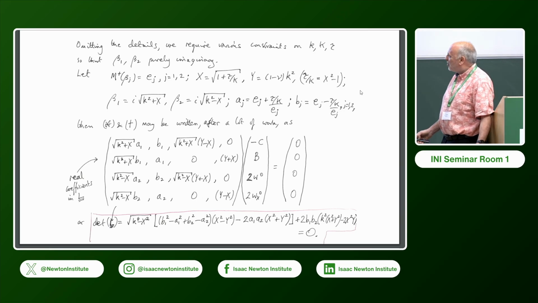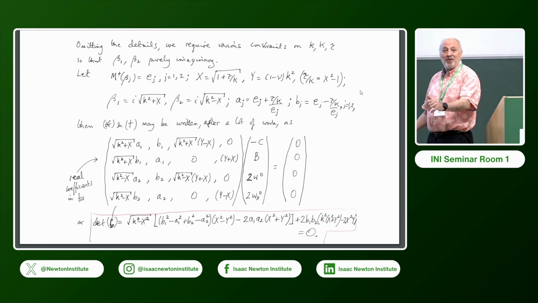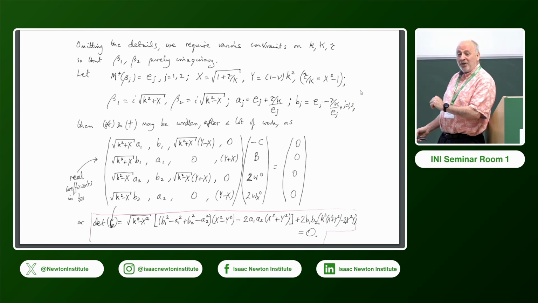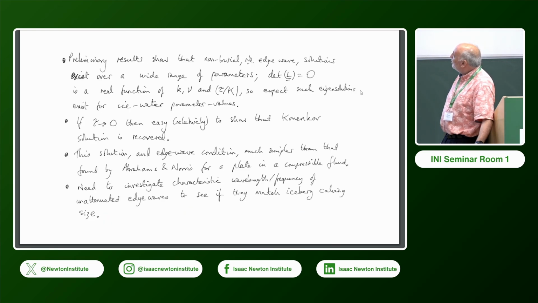And I'm not going to show you very much or anything, just to say that, well, a couple of things. One, you can get zeros of this thing for a wide range of parameter values. And 2, does it reduce to the Konenkov solution if the parameter tau here goes to 0? It must do. So this is where I'm going to stop here. Preliminary results show that non-trivial, i.e. edge wave solutions, exist over a wide range of parameter values for which this vanishes. Because I've got so many parameters I can choose, so it's great.